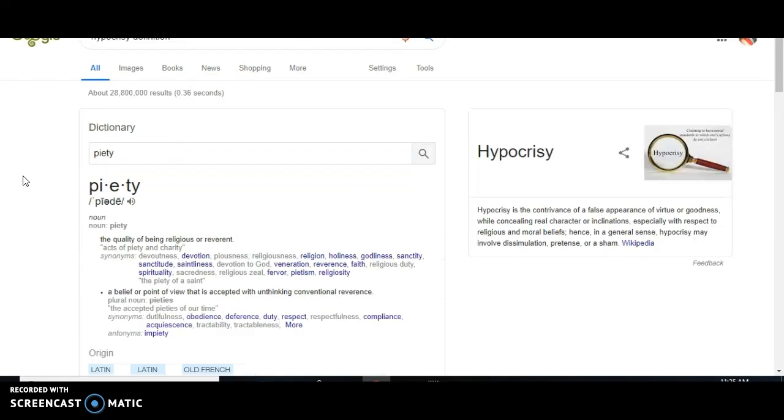Piety: the quality of being religious or reverent. A belief or point of view that is accepted with unthinking conventional reverence. False piety and sanctimony are the same.